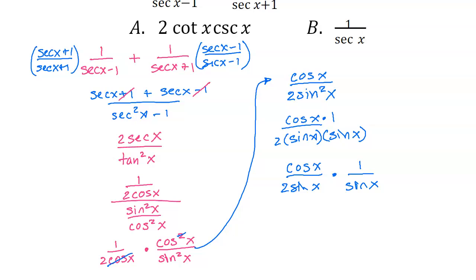The reason I do this is because at this point, I should have realized that A has to be my answer. A has to be my answer. Because I have 2 sines in the denominator, splitting them apart means that I have cosine over sine, 1 over sine. This is equivalent to 2 cotangent x times cosecant x. So my answer is A.